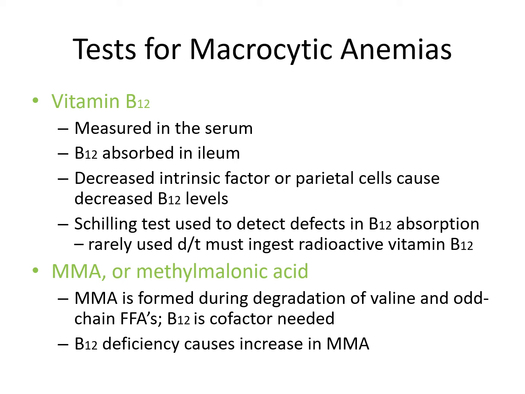It's much easier to just look at how a patient's body responds. I can measure GI acidity, or I can give you B12 injections, and if you respond positively, then we've pretty much found our solution. We'll also take a look at MMA, or methylmalonic acid. This is formed during degradation of valine and odd chain fatty acids, and B12 is a cofactor needed for this reaction. So B12 deficiency causes an increase in MMA in the body.